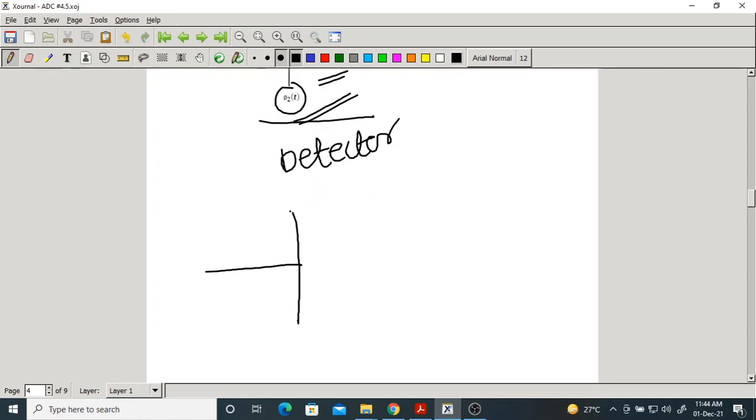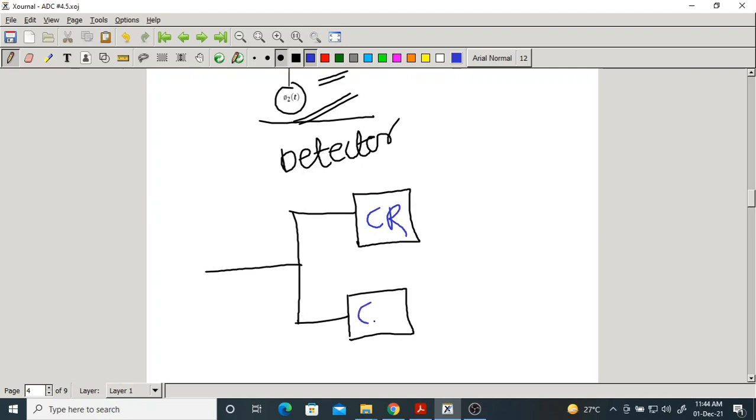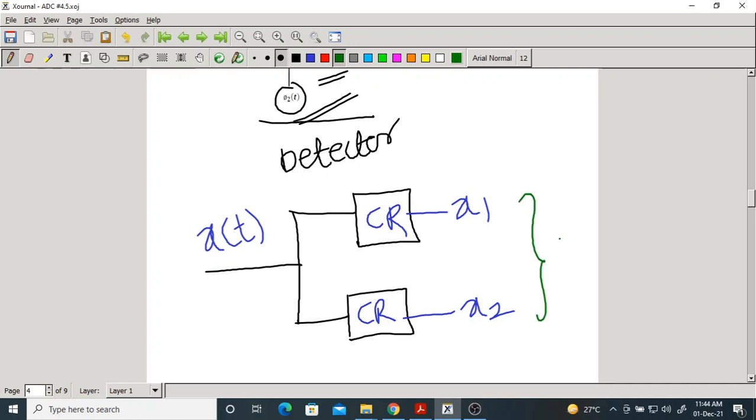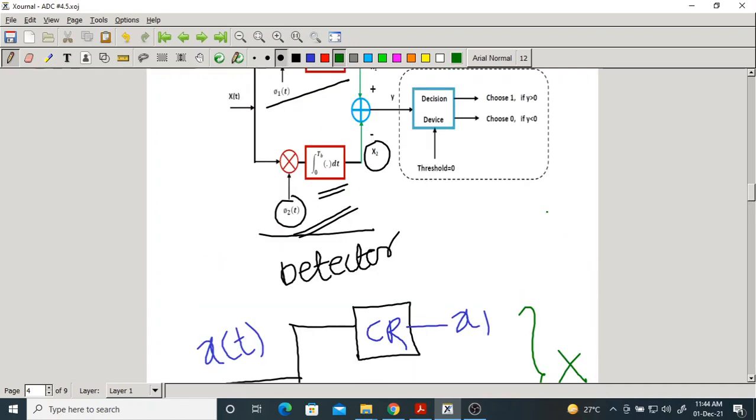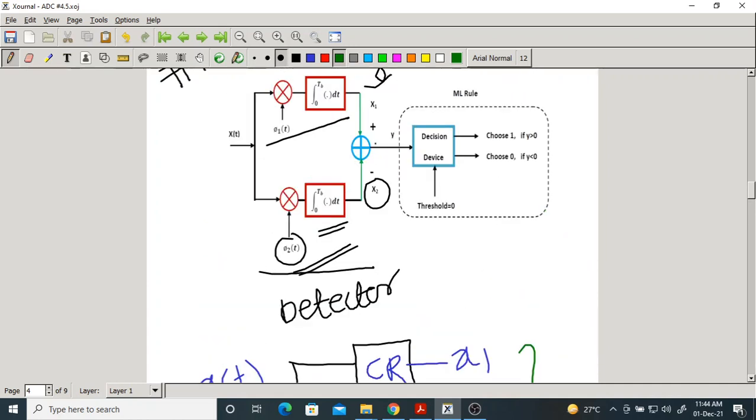As of now, this is what we have. In the receiver we have 2 parts. First is the detector, and later we have a decoder, the ML decoder. The first part is one correlator and another correlator. X of t is the input. Now we got 2 elements, X1, X2. X1, X2 is nothing but the vector X. So till this point, we got the vector X.